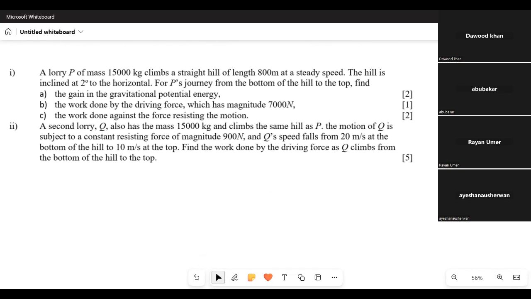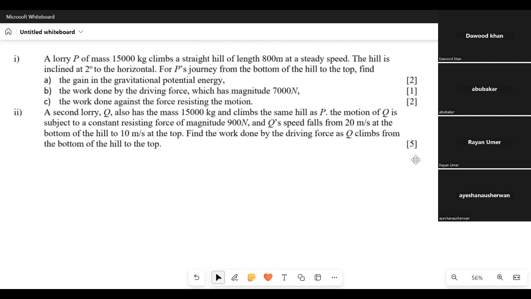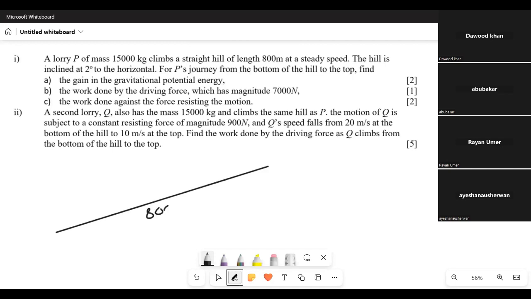Actually, let's take a look at the question. A lorry P of mass 1500 kg climbs a straight hill of length 800 meters. Okay, so it's going upwards. The length of the hill upwards is 800 meters, at a steady speed. What do we know about steady speed? That the acceleration is 0. That means forward force equals backward force.